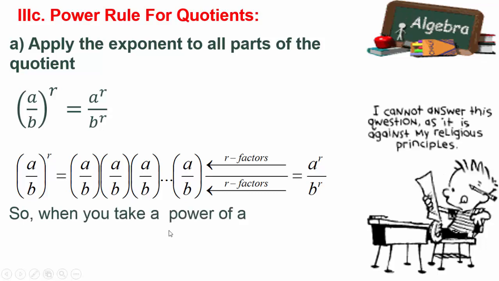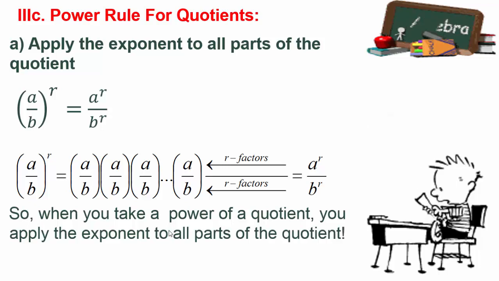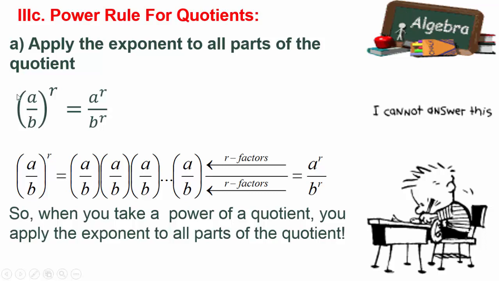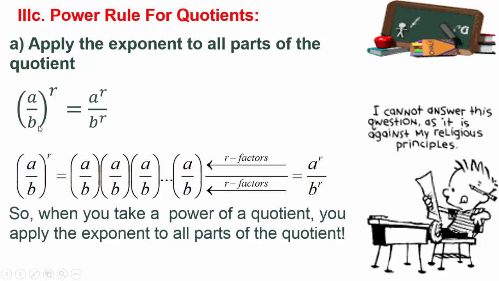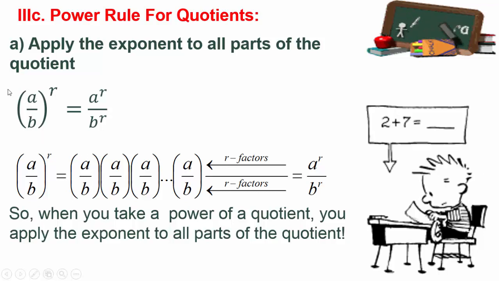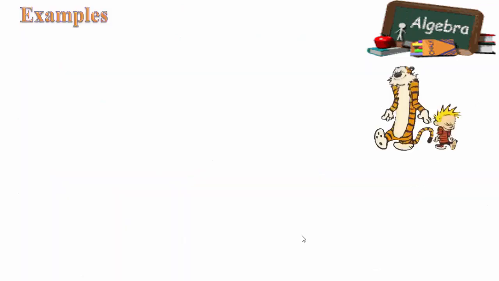So when you take a power of a quotient, you apply the exponents to all the parts of the quotient, not just one, not just the top, not just the bottom, but all the parts. And you want to make sure that the bracket is covering the whole thing. So whatever is inside the bracket is what that exponent, or that power, is affecting. Now let's look at some examples.